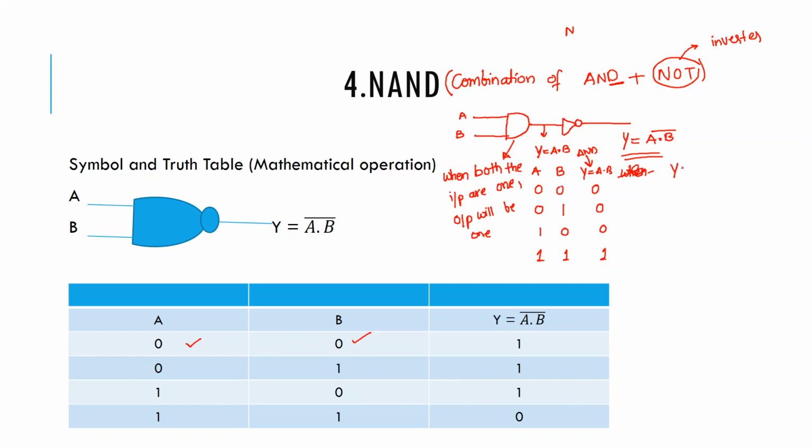Now, we are inverting this because now this gate is which gate? NAND gate. It means we have applied a NOT symbol. It will invert the result. Wherever it is 0, it will make it 1. Wherever it is 1, it will make it 0. See here, you can see this.